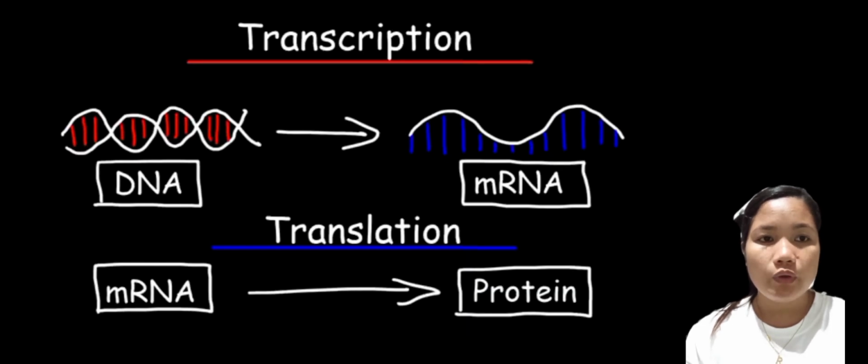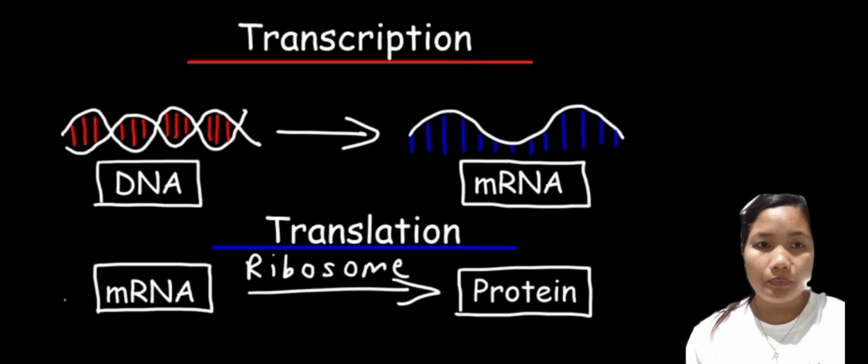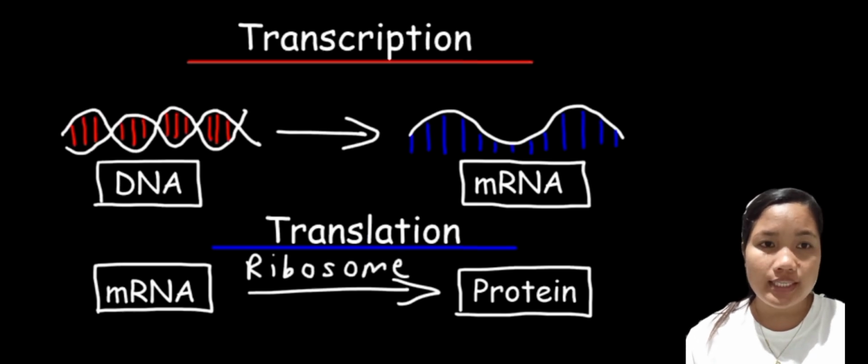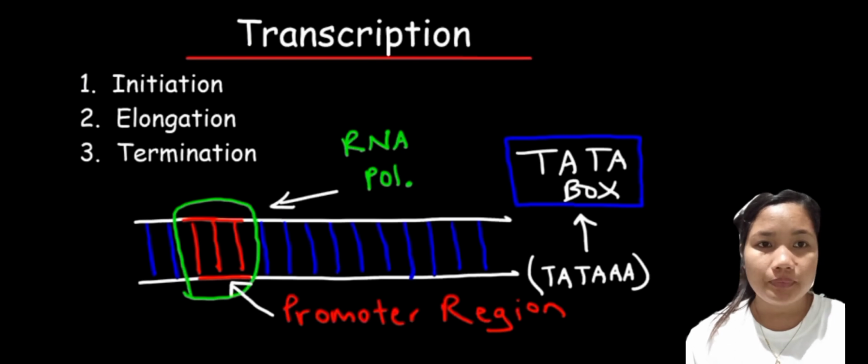Now, if you recall, which organelle is used to make proteins? What would you say? The answer is the ribosome. The ribosome is the site at which proteins are manufactured in the cell. We're going to talk about that shortly, but let's go over transcription first before we talk about translation.